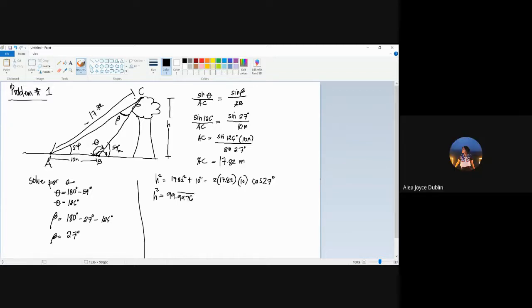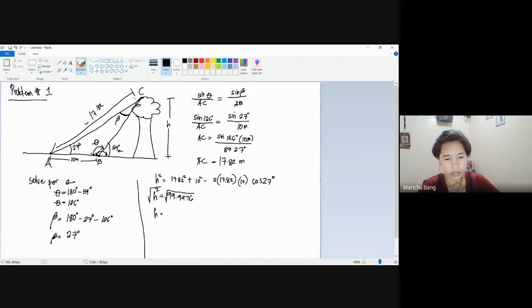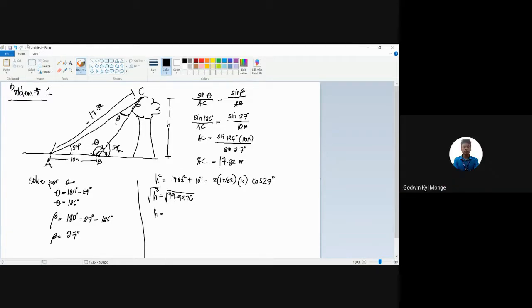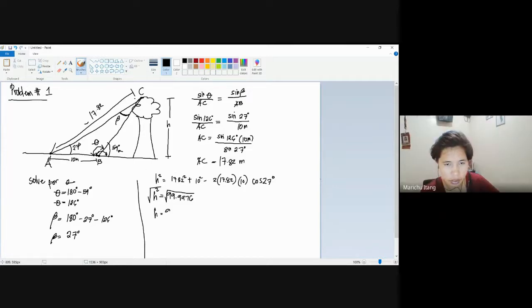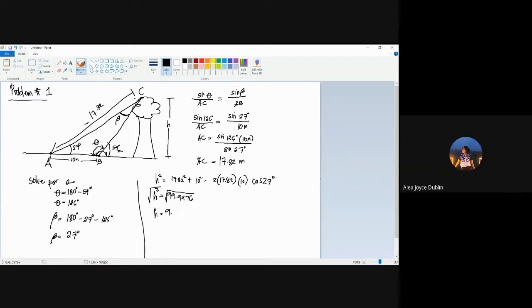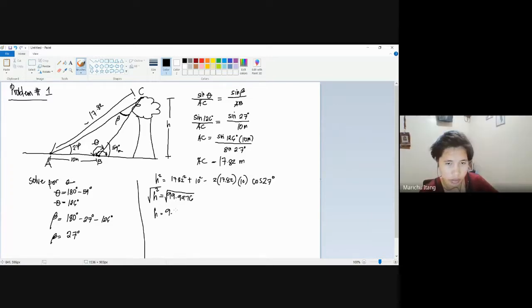99.97, so take the square root. What is the value of h? 9.99. Because the square root of 100 is 10. So h is equal to 9.99. So this is the value if we are using the cosine.